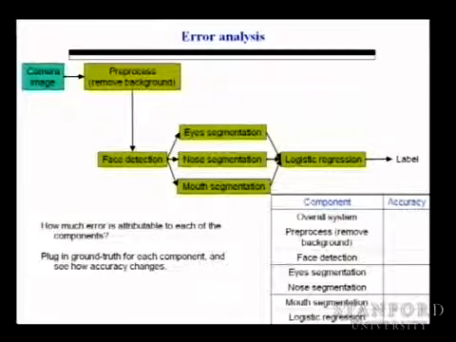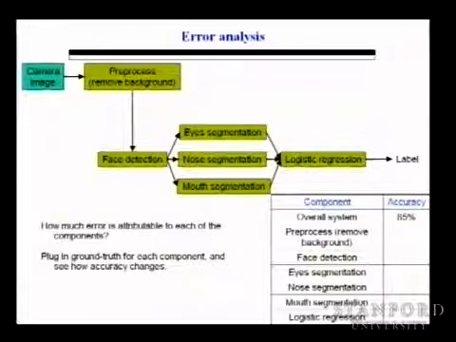What we'll do in a typical error analysis procedure is we'll repeatedly plug in the ground truth for each component and see how the accuracy changes. What I mean by that is, looking at the figure on the bottom right, let's say the overall accuracy of the system is 85%. Then I'd like to know where my 15% of error comes from.